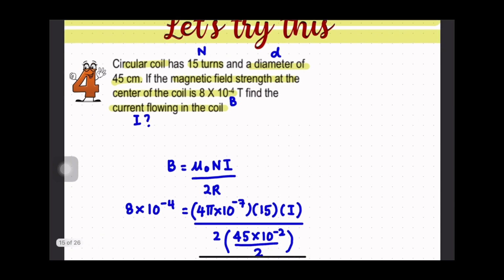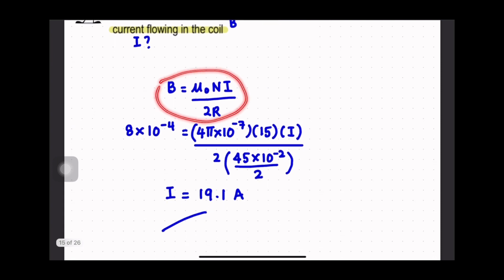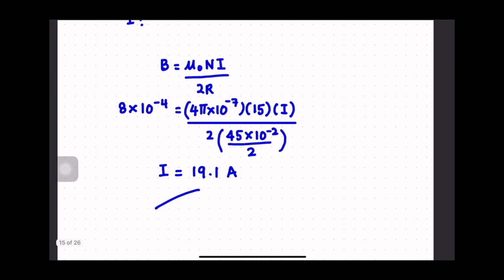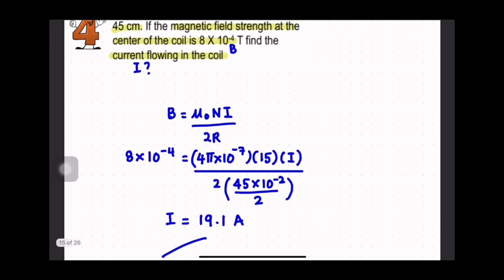We have a circular coil with 50 turns, and the diameter of the circular coil is 45 cm. The magnetic field strength at the center of the coil is 8 times 10 to the power of negative 4 Tesla. Find the current flowing in the coil. So by using the formula of the circular coil, B equals mu naught N I over 2R, substitute the values. We get the current is 19.1 ampere. Make sure all the units are changed to SI units, because the unit for B here is Tesla. Tesla is the SI unit.